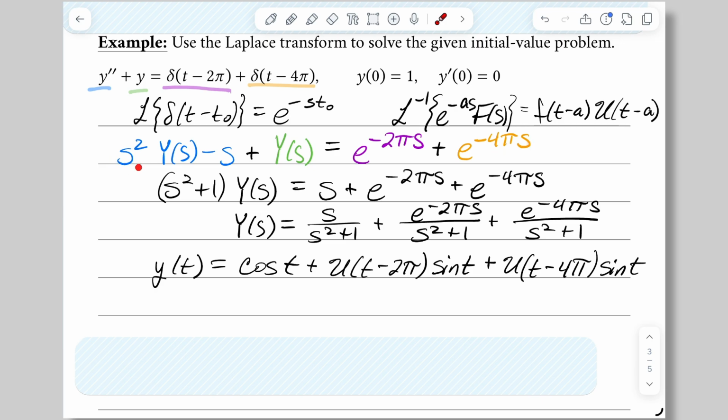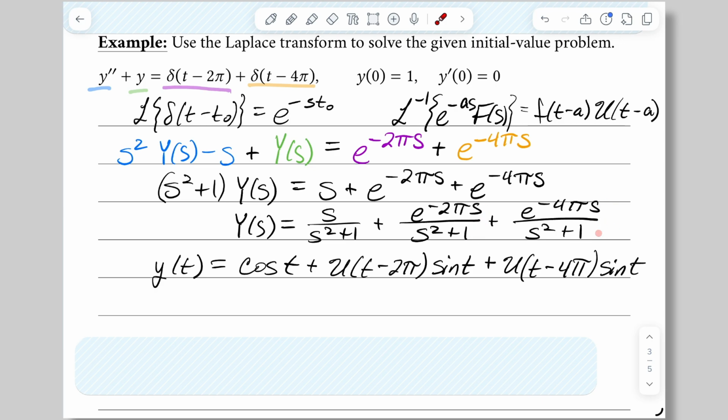We can collect our like terms of y of s. After collecting like terms and factoring out y of s, we have s squared plus 1 on the left. We've added s to the right-hand side. The rest of it hasn't changed. Dividing by s squared plus 1 gives us s over s squared plus 1, and then the e to the negative 2 pi s over s squared plus 1 and e to the negative 4 pi s over s squared plus 1.